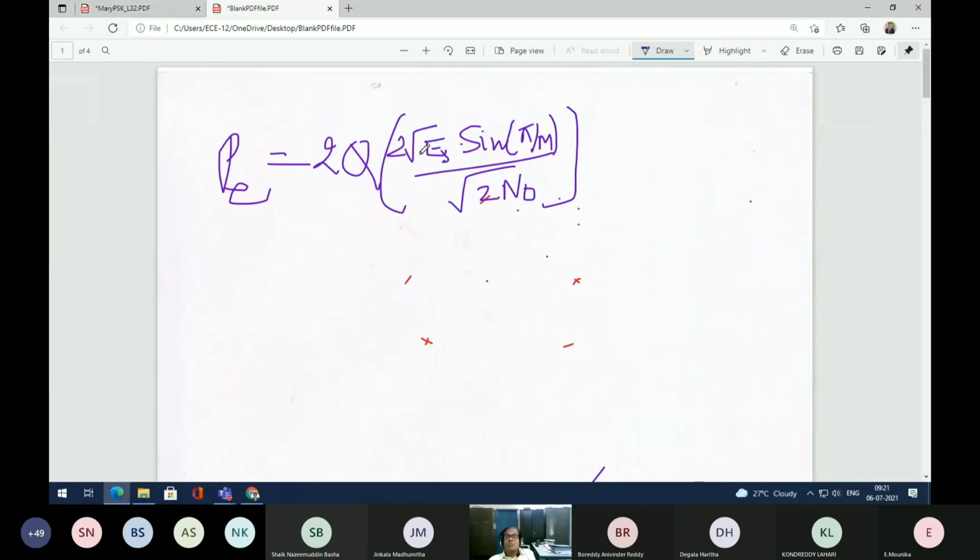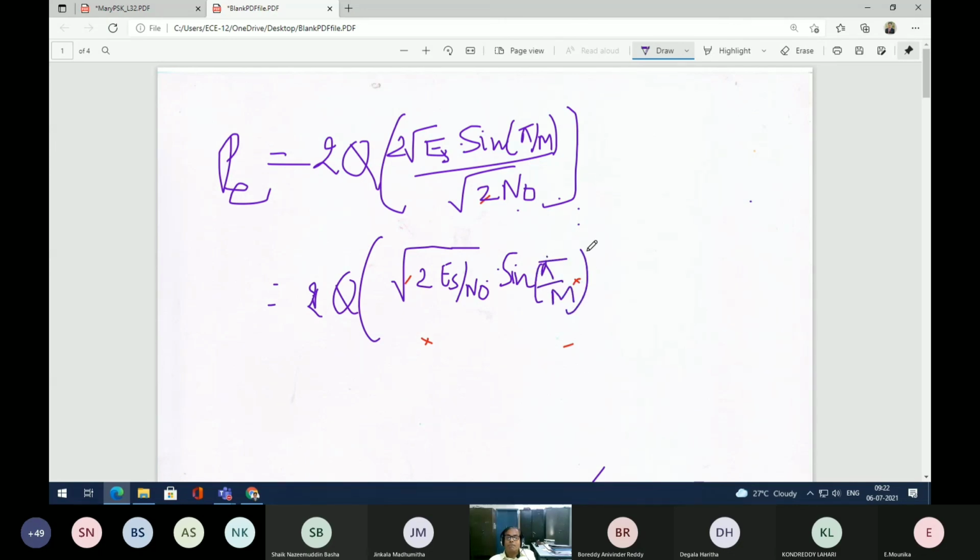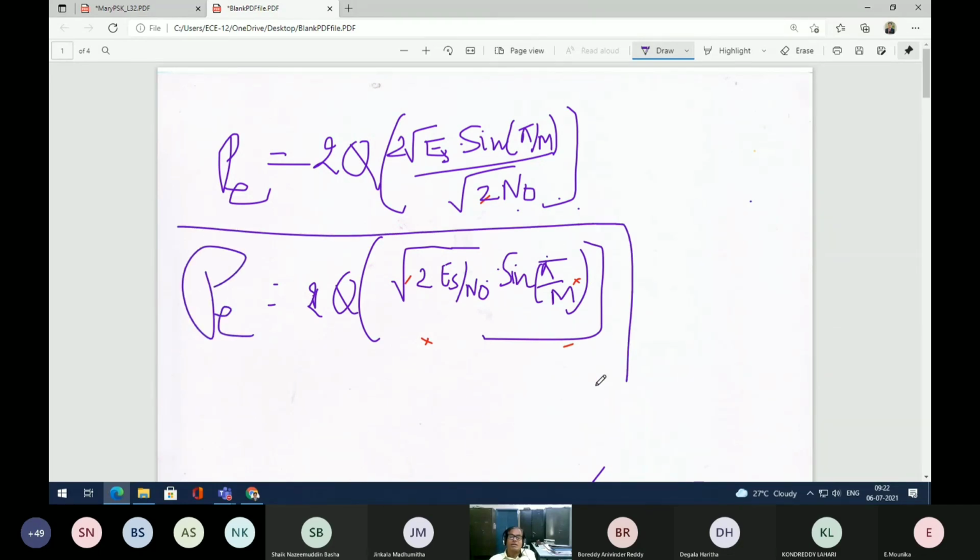Yes. Now, what is it that you are going to get? You will get 2 into Q of. Now, one root 2 will go. So you will get root over 2 ES by N0, because everything is in root. And outside of this root is sin pi by m. This is my expression. This is the probability for M-ary.